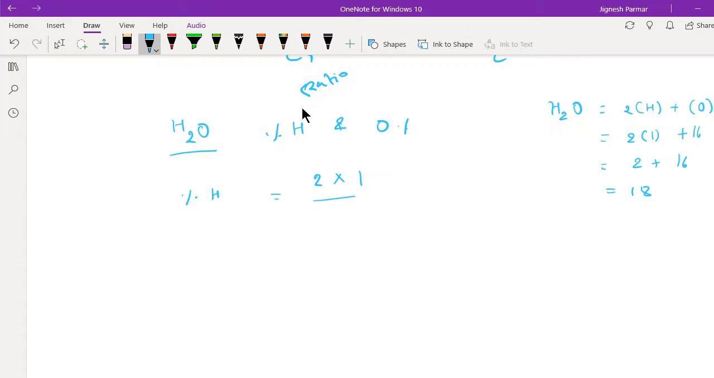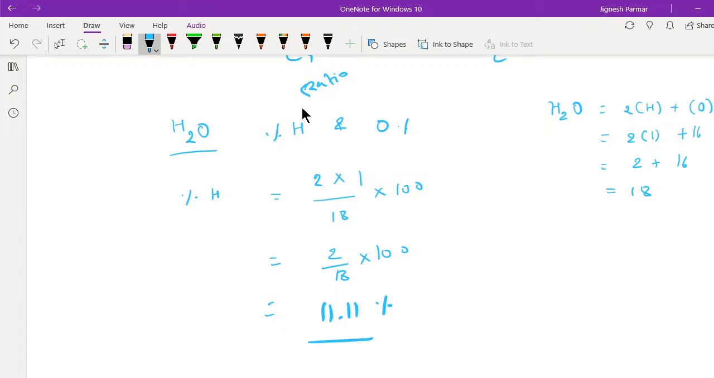It means now it has to be divided by 18, and as it is a percentage, it has to be multiplied by 100. So 2 upon 18 multiplied by 100. Let us take a calculator and find out what the answer is. 2 divided by 18 into 100. So your answer is 11.11. 11.11 percent. So this is the percentage of hydrogen in water.